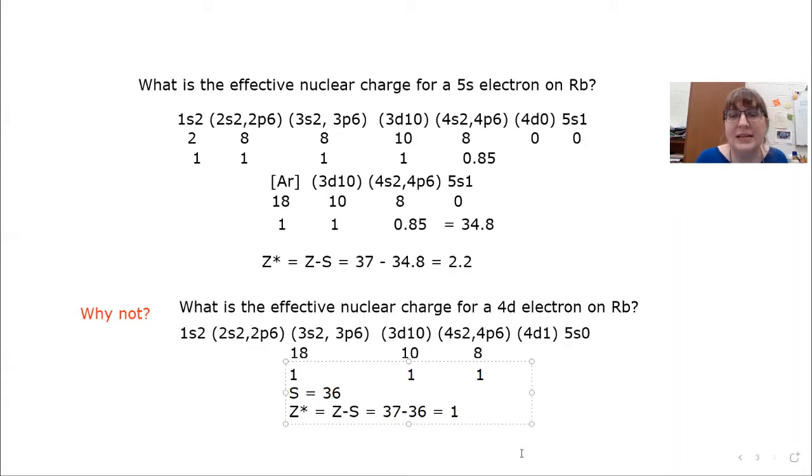So what does that tell us? That tells us that in the d orbital, the electron sees a nucleus of a positive 1 charge, but in the s orbital, it sees a nucleus of a positive 2.2 charge. So it is more strongly attracted to the nucleus when it is in the s orbital. That is why we fill that s orbital first.